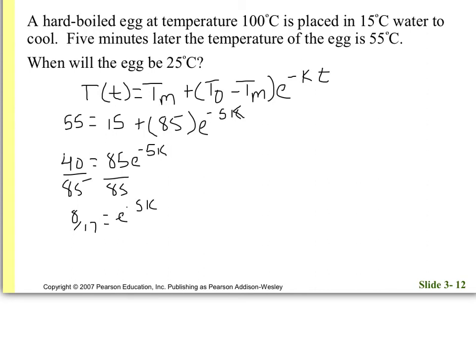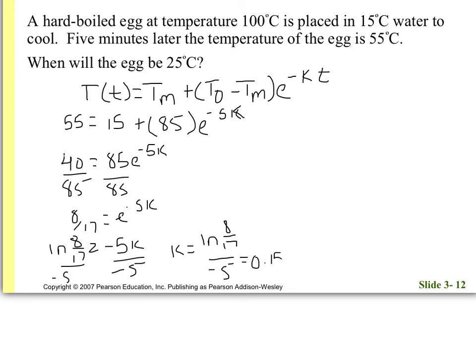Well, what's the inverse of e? The natural log. So you have the natural log of 8/17 equals negative 5k. Divide by the negative 5. Now is when you can use the calculator and get me a decimal. Give me 3 decimal places. So natural log, make sure you do 8 divided by 17, close the parentheses, divided by negative 5. So you would get k is 0.151.